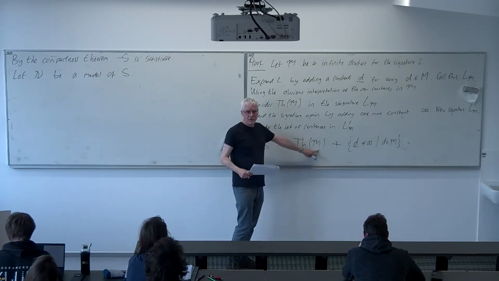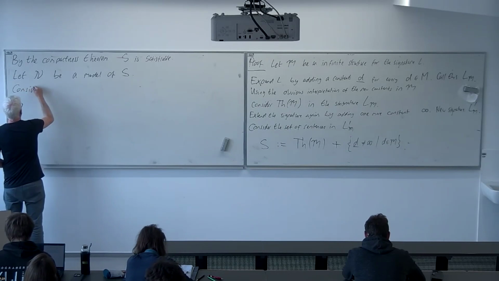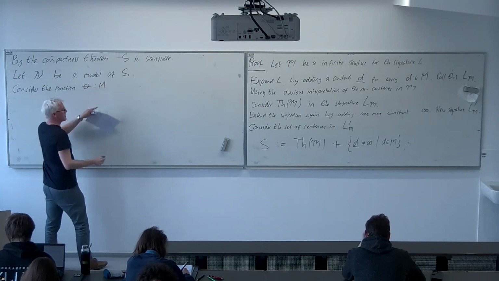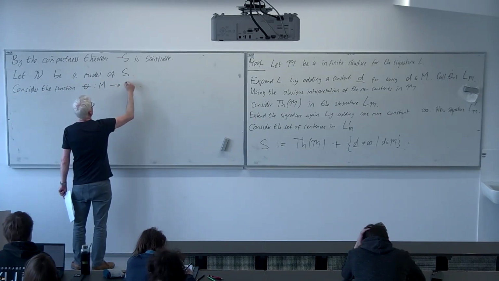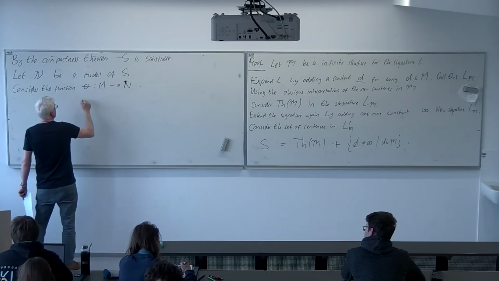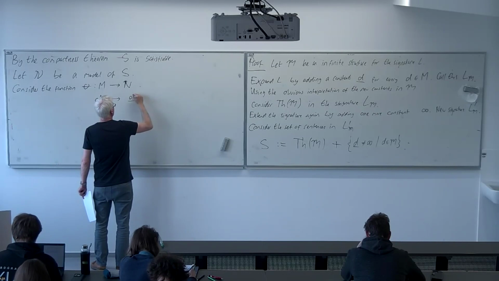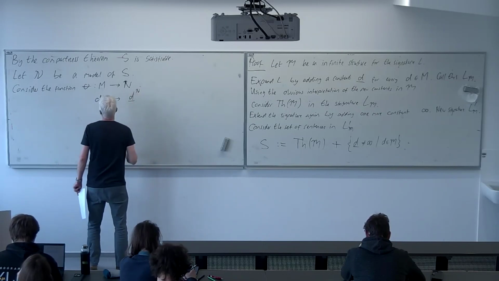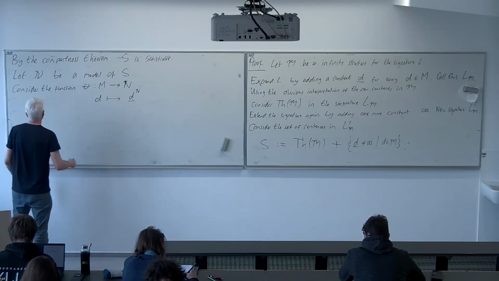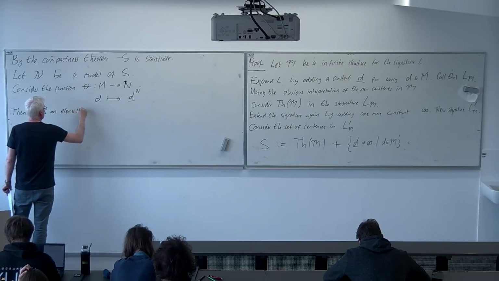And now there's an obvious function from M to N. Consider the function theta that goes from the underlying set of the original structure curly M to the underlying set of the structure curly N, which simply maps d to the interpretation in N of the constant symbol representing the element d. And this is an elementary embedding. Then theta is an elementary embedding.